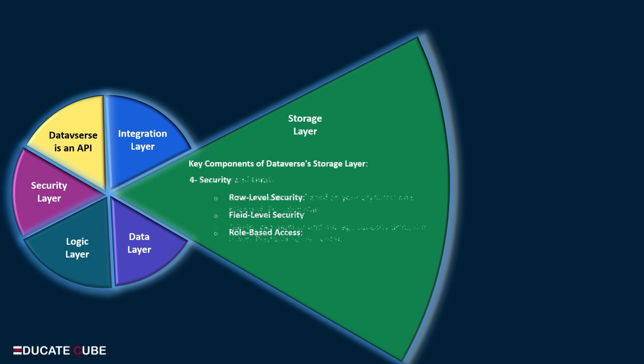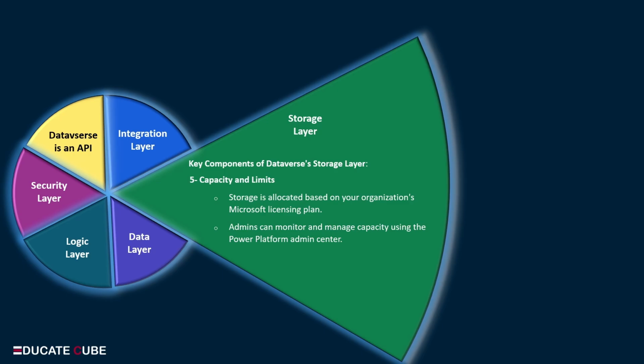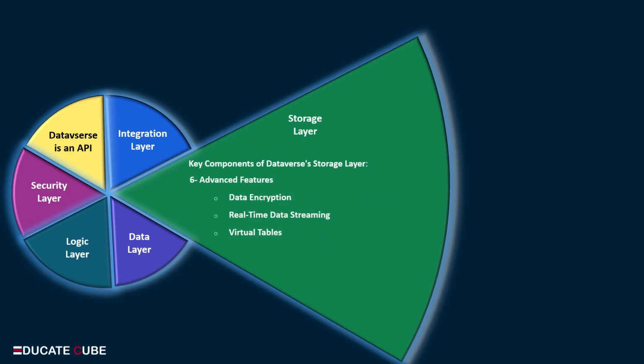Fifth is capacity and limits. Storage capacity depends on your Microsoft licensing plan, and admins can monitor usage through the Power Platform Admin Center. And sixth is the advanced features. Advanced features like data encryption, real-time data streaming, and virtual tables add another layer of flexibility and security.